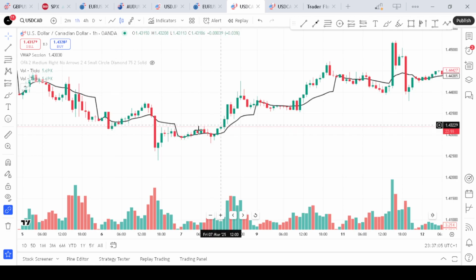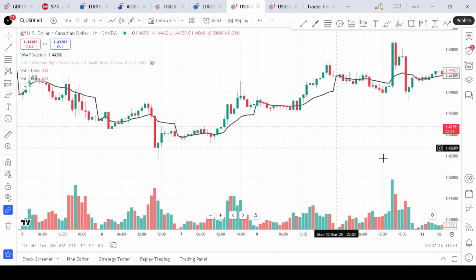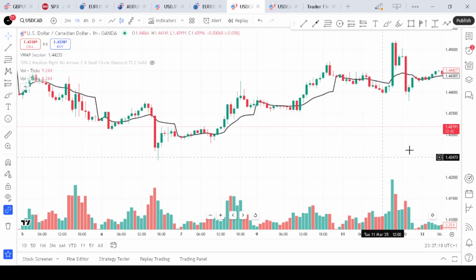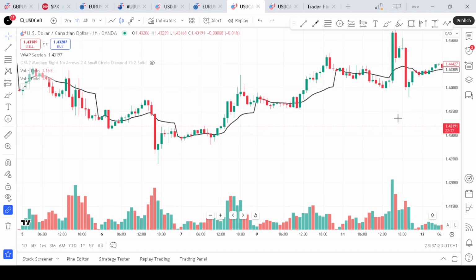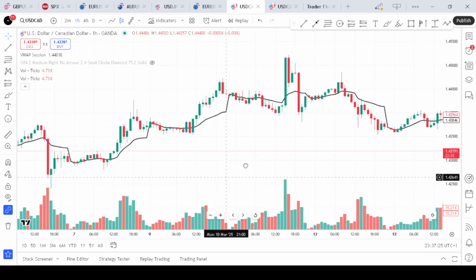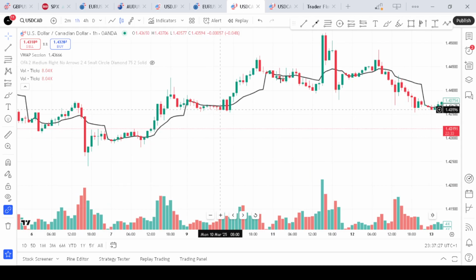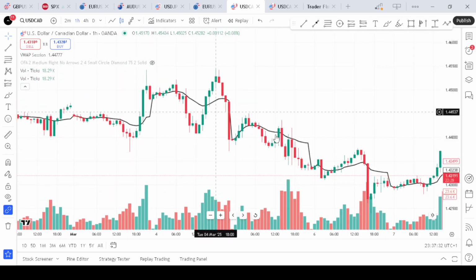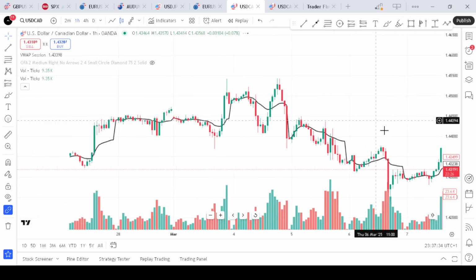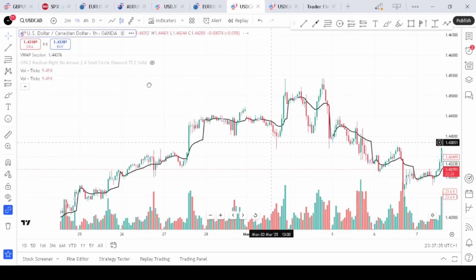We start by establishing our trend. Begin by identifying the overall market trend using the VWAP line, which is this black line. This is the VWAP indicator, this black line. If price is trending above the VWAP, consider the market to be in an uptrend. When price is trading above this VWAP, we consider it to be in an uptrend. Then when price is trading below the VWAP, we consider this a downtrend.